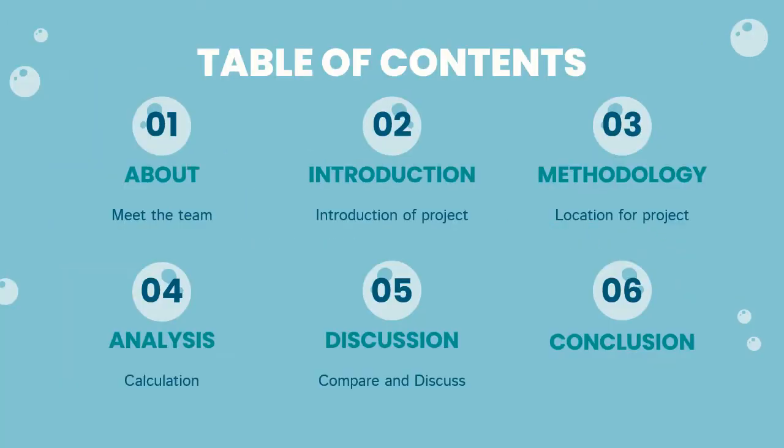For the table of contents, we have 6 parts. Number 1 is about our team. Number 2 is the introduction of our project. Number 3 is methodology. Number 4, analysis. Number 5, discussion. And lastly, conclusion.